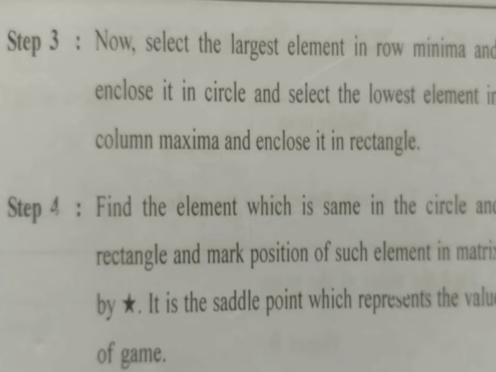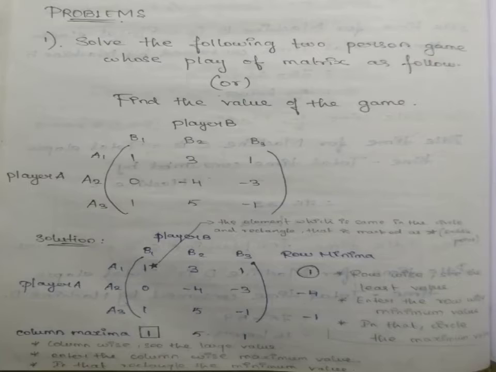This is the simplest one. The first one is: solve the following 2-person game whose payoff matrix is as follows. Not play-off matrix, payoff matrix. You just strike it out and write payoff matrix, P-A-Y-O-F-F, or find the value of the game. So your problem is player A and player B, 2 players are given, and values are also given: A1, A2, A3, similarly B1, B2, B3. For the solution, you have to follow the 4 steps.